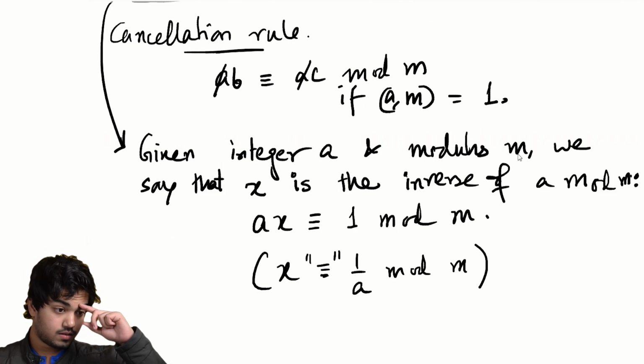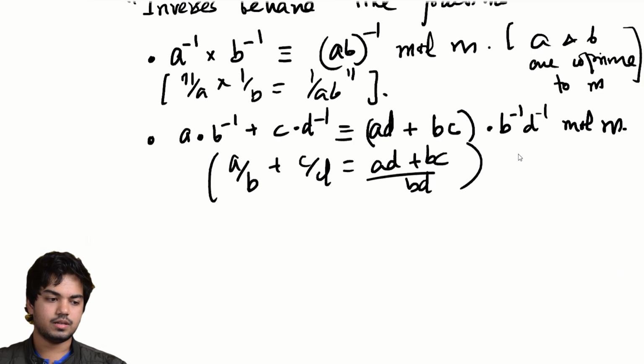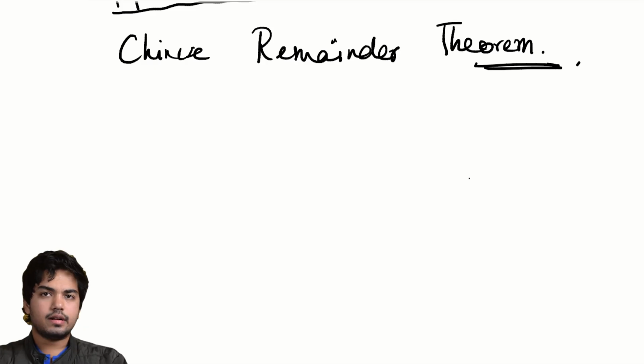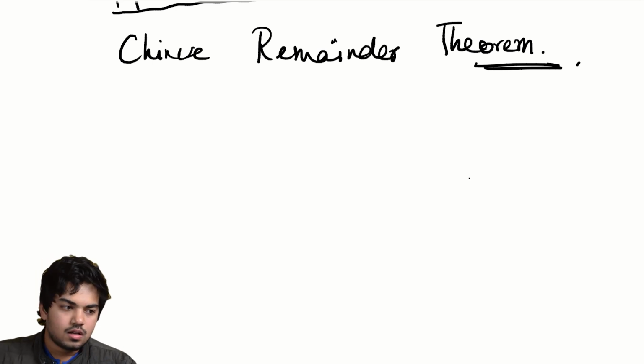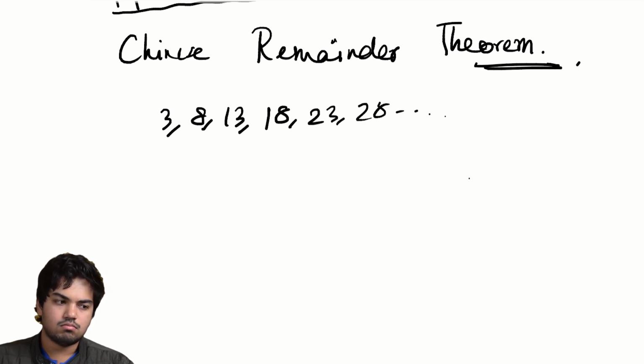Right. So that's that for inverses. The next thing I want to talk about is the Chinese remainder theorem. You've already kind of seen it. Look at an AP, right? Look at this sequence: 3, 8, 13, 18, 23, 28, and so on.